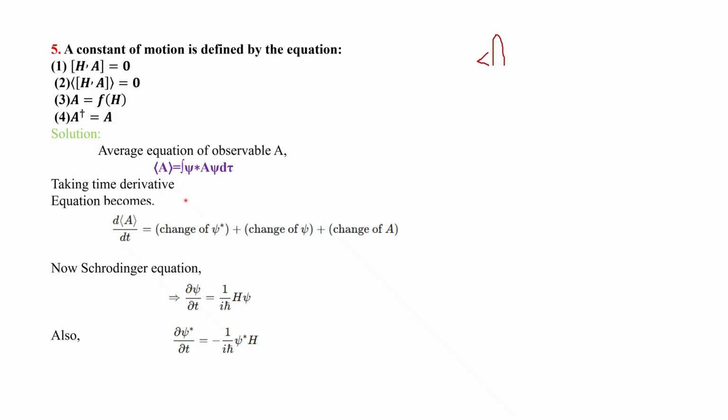So by differentiation, we will get this. That is, firstly, we will get change of psi star, then change of psi, then change of A. If you need the derivation of this, do let me know. I will explain the derivation in the next lecture. Okay. So secondly, we will apply the Schrodinger wave equation formula.